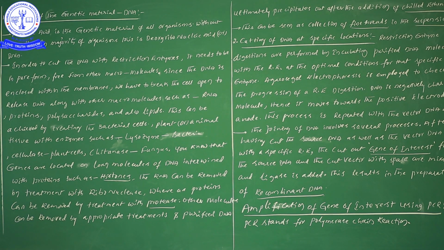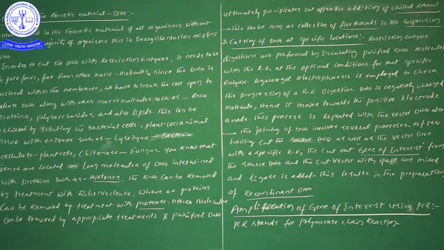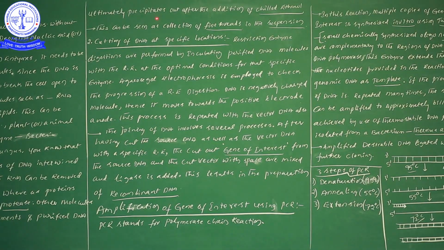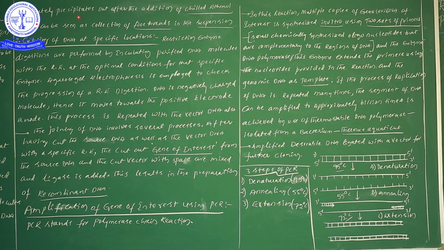How will it be known? Exactly when you suffer from a cold and you sneeze, you will see the material in your hands, the same color, like that only. So the purified form of DNA can be observed or obtained. We will study that after the addition of chilled ethanol. This purified form of DNA ultimately precipitates out, and we can see it in the form of a precipitate.